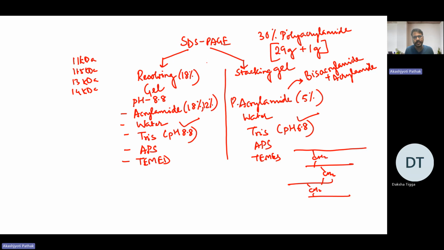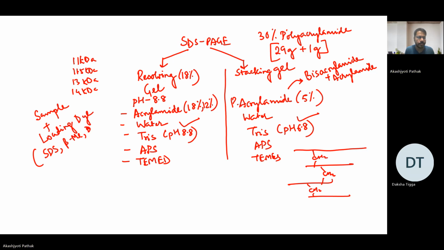But just remember that for preparing the gel, you have two different gels. One is the resolving gel and another is the stacking gel. And when you are loading your sample, you mix your protein sample with a loading dye. Now this loading dye has SDS. It has beta mercaptoethanol, and it has glycerol. Okay, and it also has bromophenol blue.